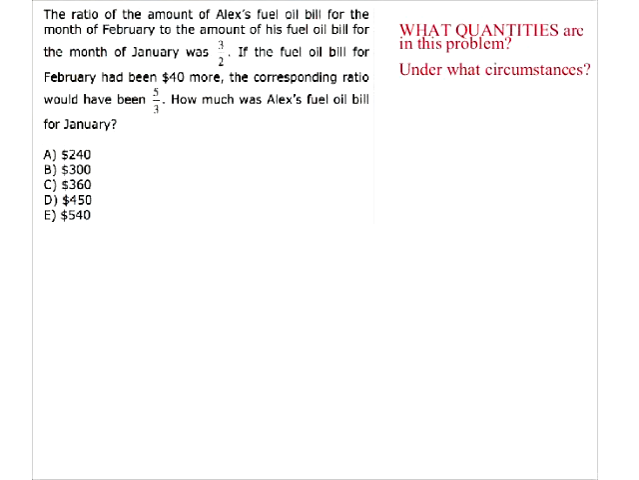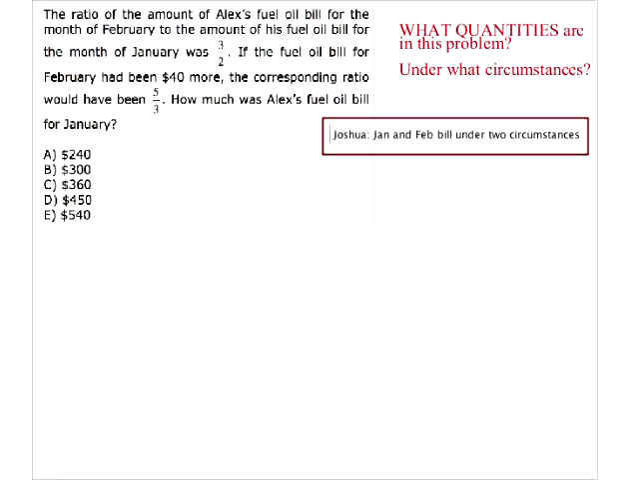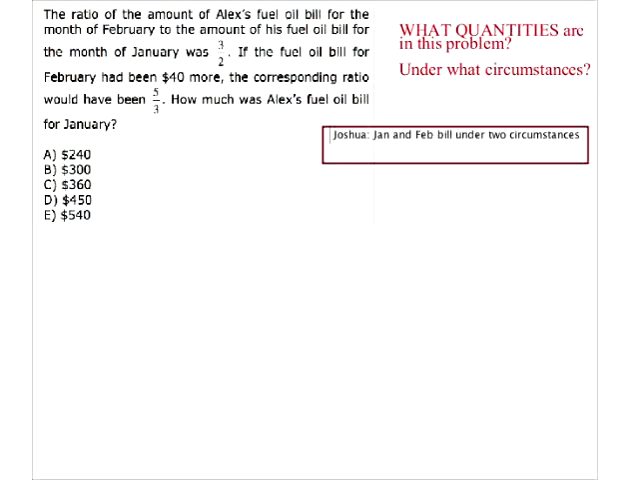So you have a January and February bill. Joshua's got it nailed here. You have a January and February bill under 2 circumstances, and Josh or anybody else, what are those circumstances? We have 1 real and 1 hypothetical. Absolutely perfect. Miriam, well done. Nice teamwork there. It's really important that you figure this out before you start working the problem, because otherwise you're just kind of groping around. So those are the quantities in the problem.